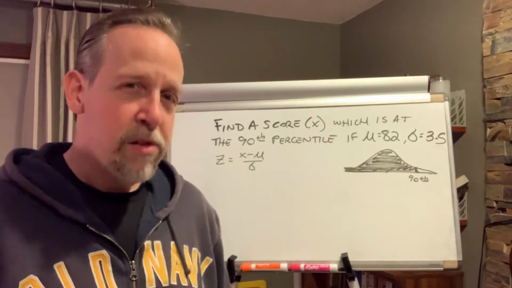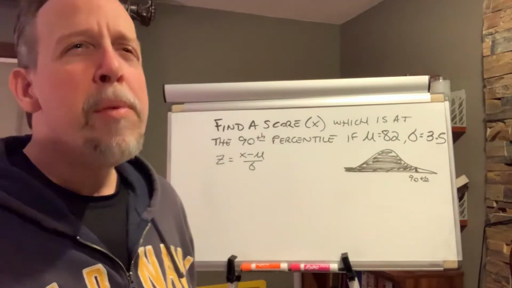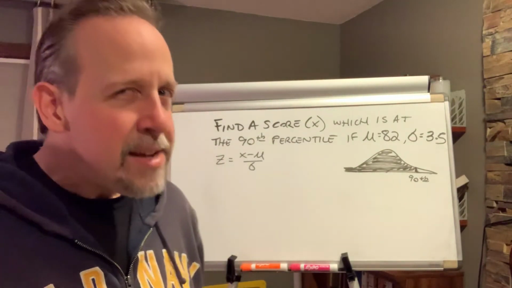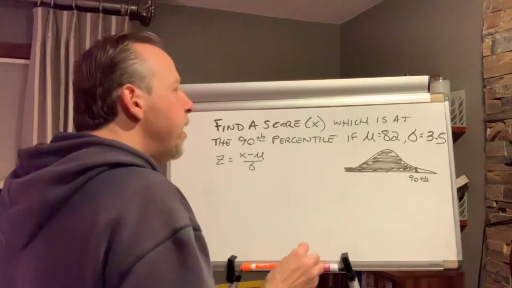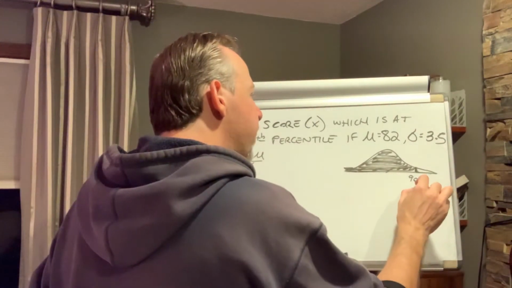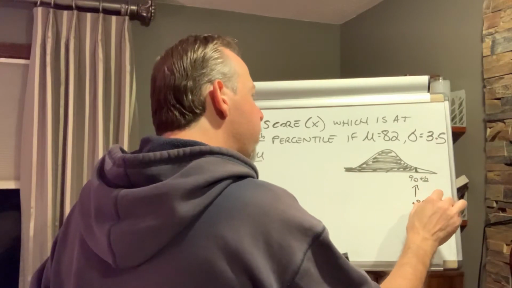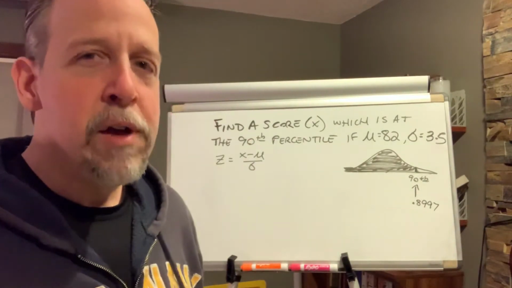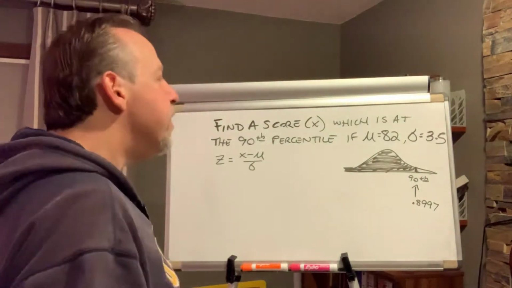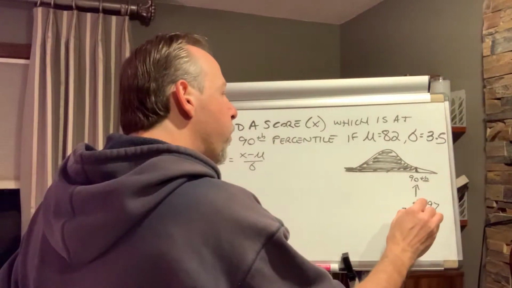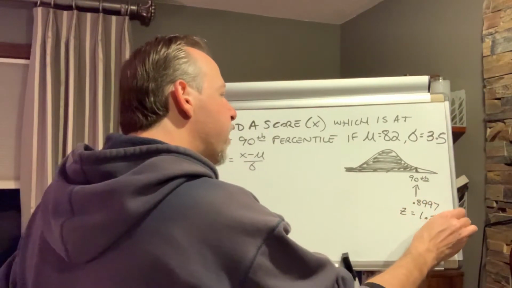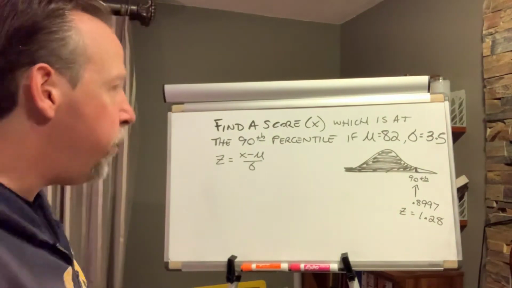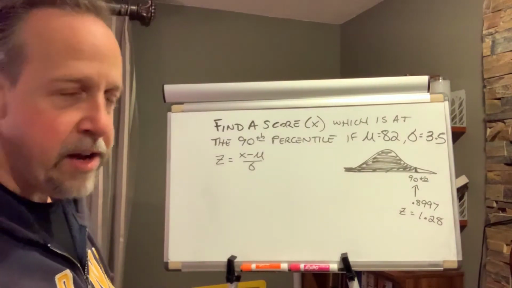So hopefully you looked at the table and you saw that there were a couple of scores that kind of danced around the 0.9, but the closest was 0.8997. Now, it's not exactly the 90th percentile, but it's as close as we can come using the table. It's the 89.97th percentile, which is pretty darn close. It's only 3/10,000ths away. The z-score we found was 1.28. So now that we've used the table, we could find out that the z-score is 1.28. That most closely corresponds to the 90th percentile.